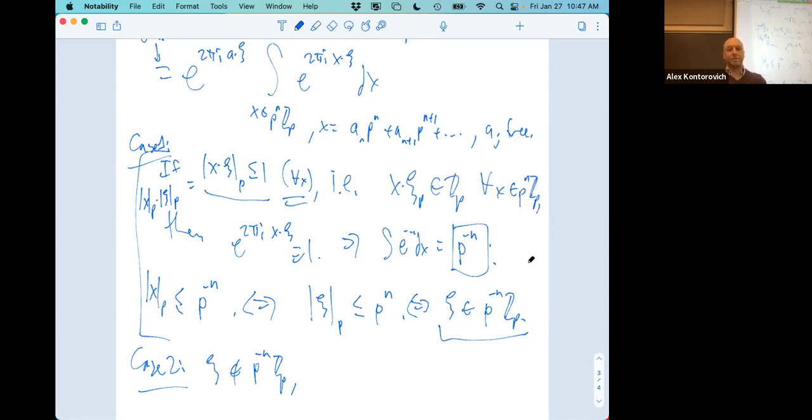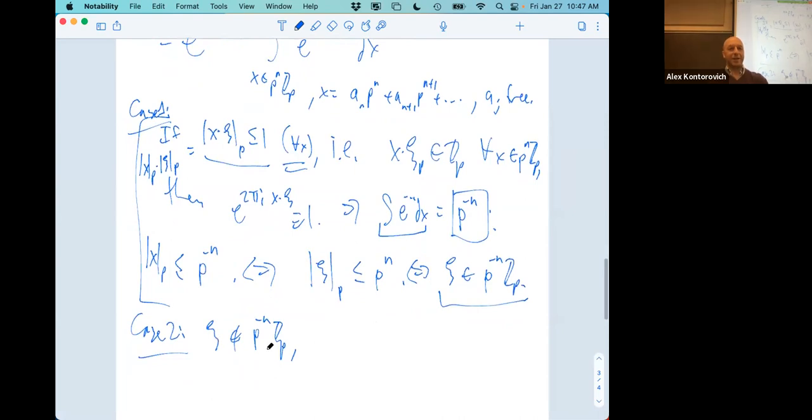P to the minus N, P to the 2 pi I base side. Yes. So I said just the integral part is P to the minus N, and then there's this constant in front. Yep. Case 2 is that this is not in P to the minus N Z_p. Well, that means it has digits farther to the left of whatever P to the minus N is.